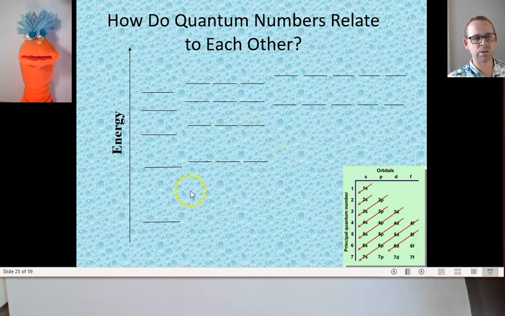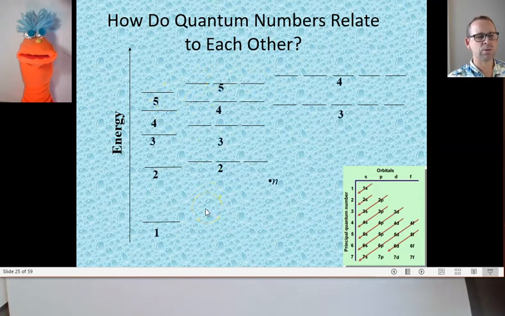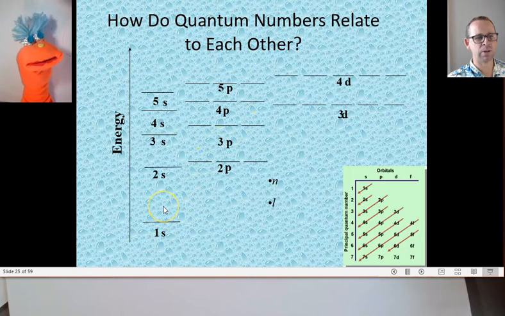These next two here, these are in the second shell, so this is our n equals 2. This first, second, and third one here are our n equals 3, and then this is our n equals 4, and this is 5 here. So these are our n values, but also we can have our L values up here.